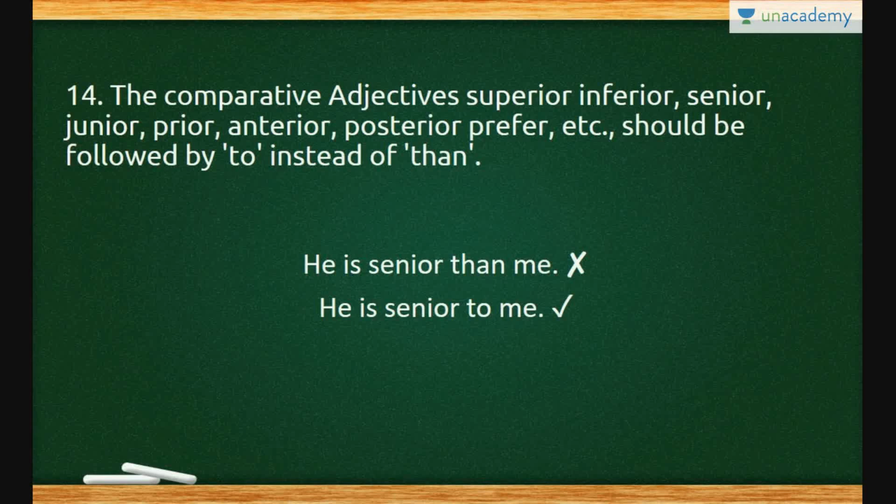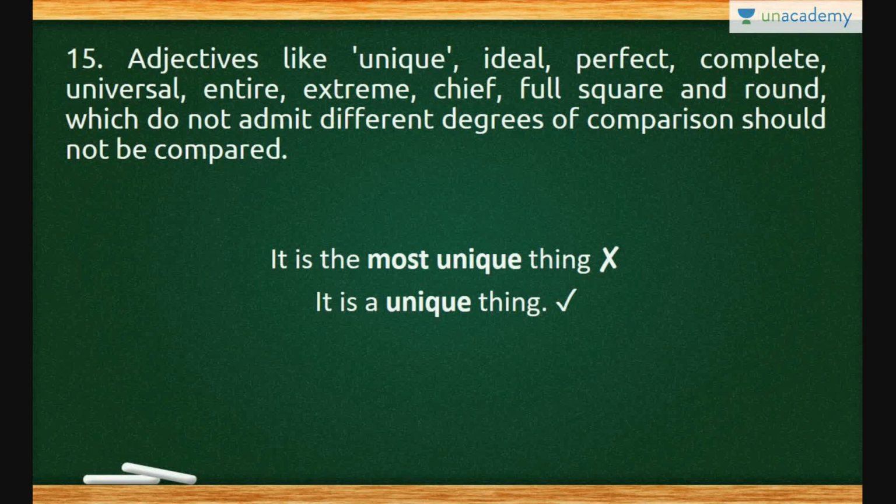The next rule states that the comparative adjectives superior, inferior, senior, junior, prior, anterior, posterior, prefer, etc. should be followed by to instead of than. So you don't say he is senior than me, you say he is senior to me. Instead of than, we use to.